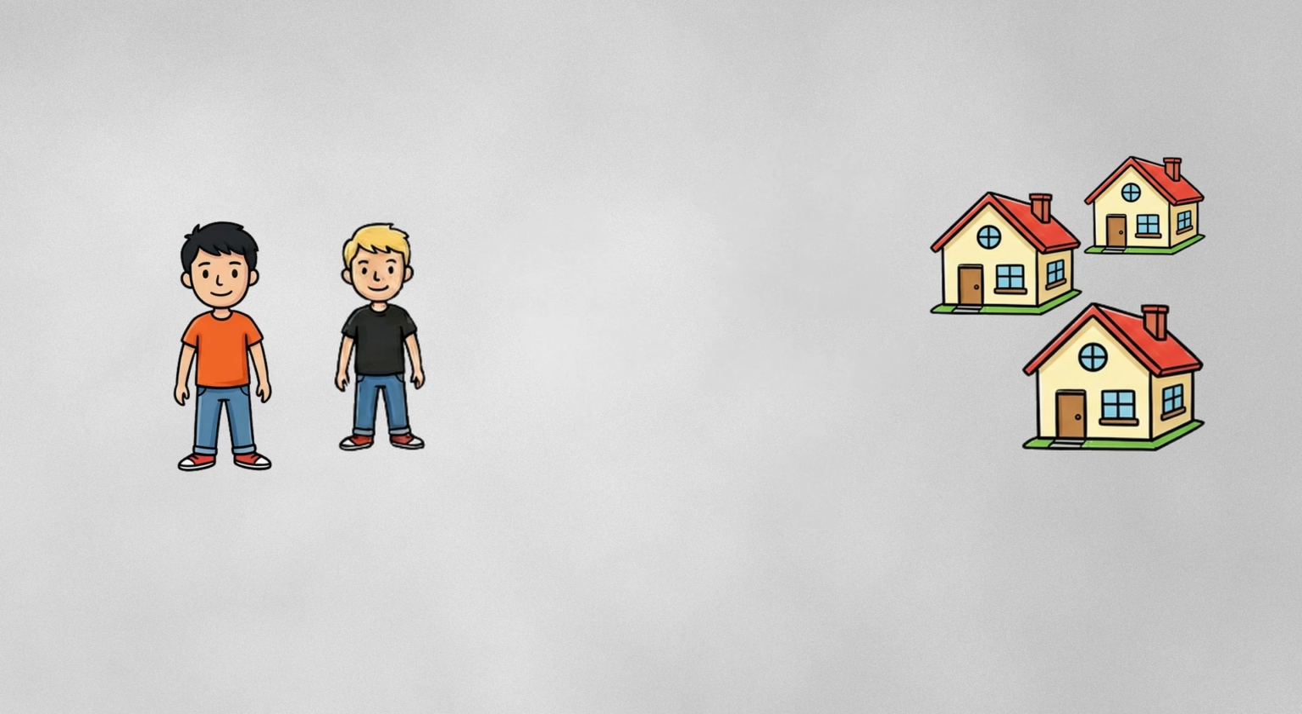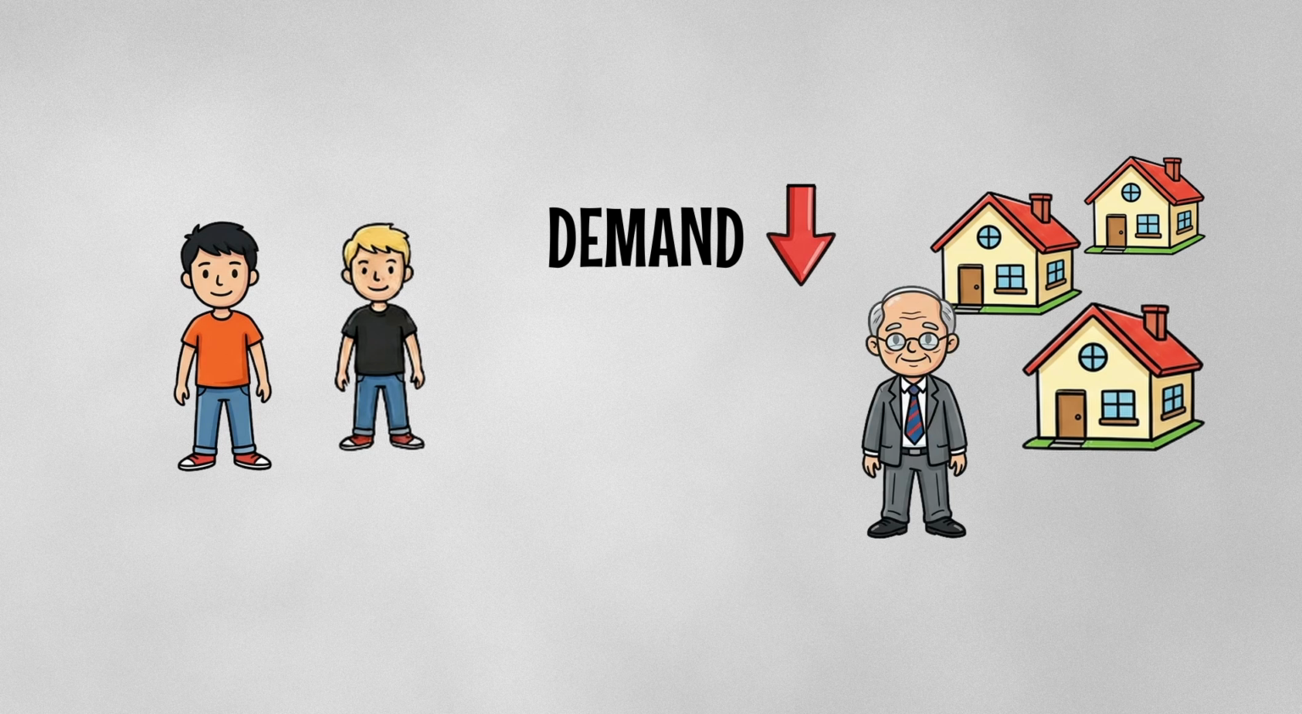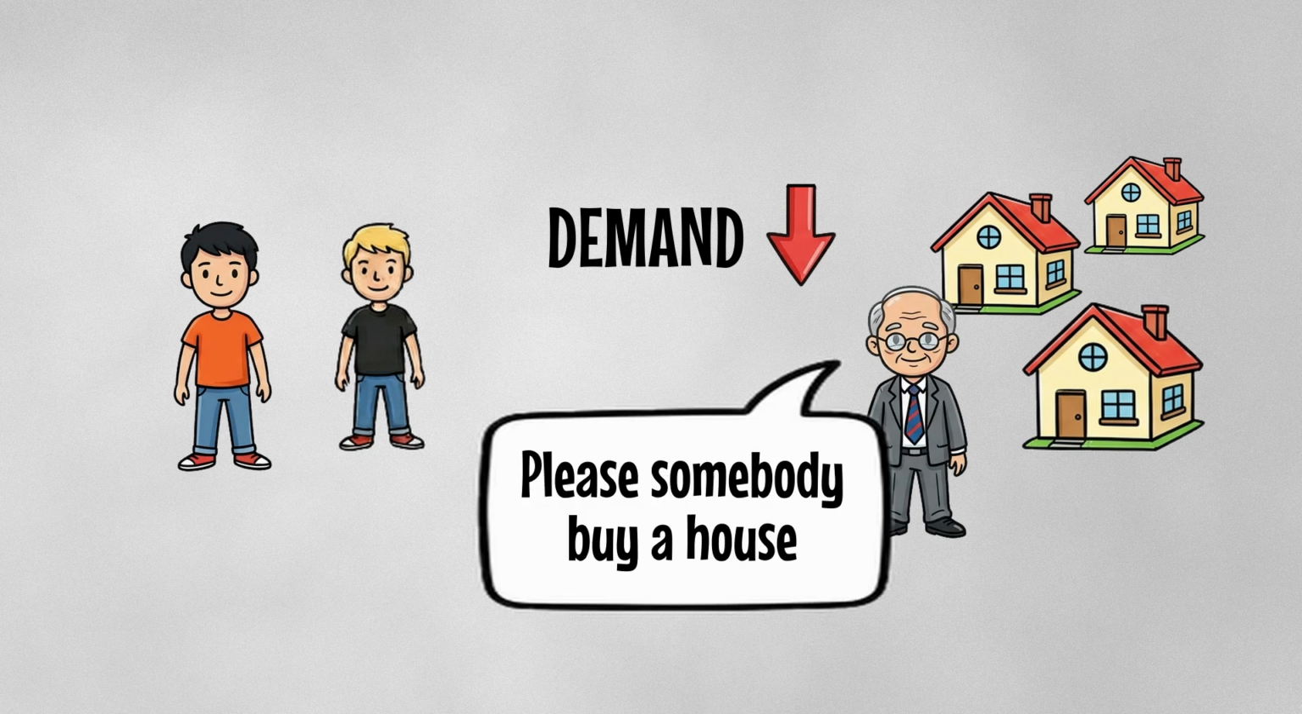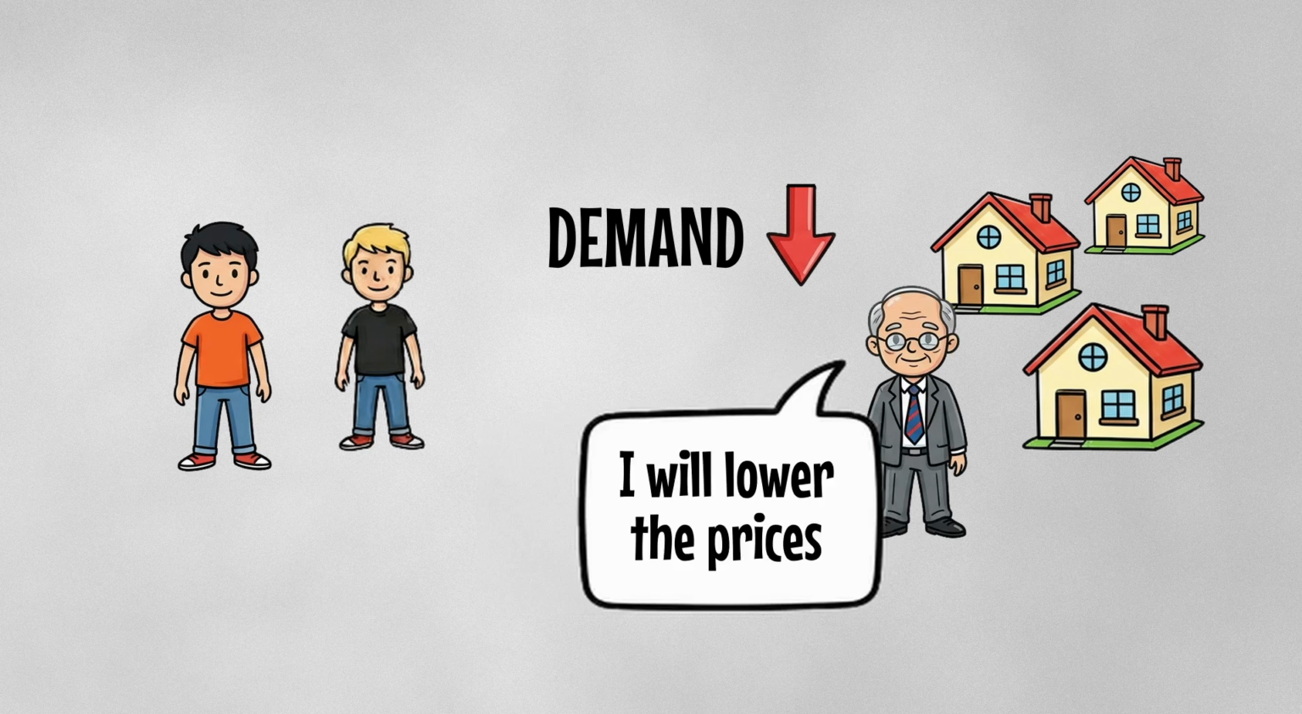So what happens when fewer people can afford houses? Demand goes down. Sellers struggle to find buyers. Prices may stop rising or even go down. This is how interest rates influence prices without directly changing them.